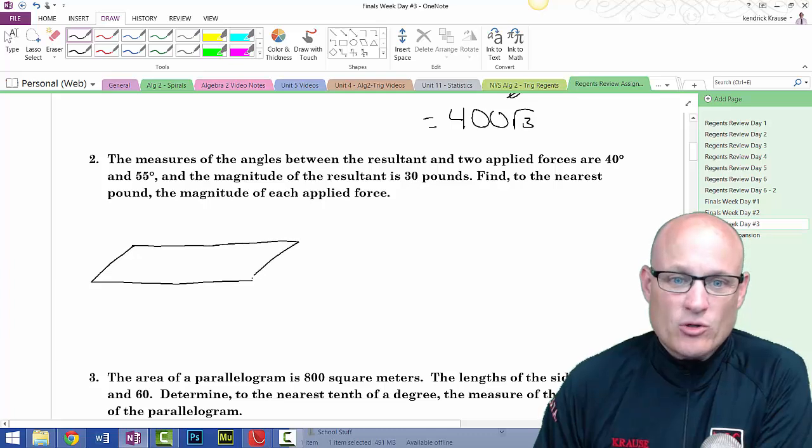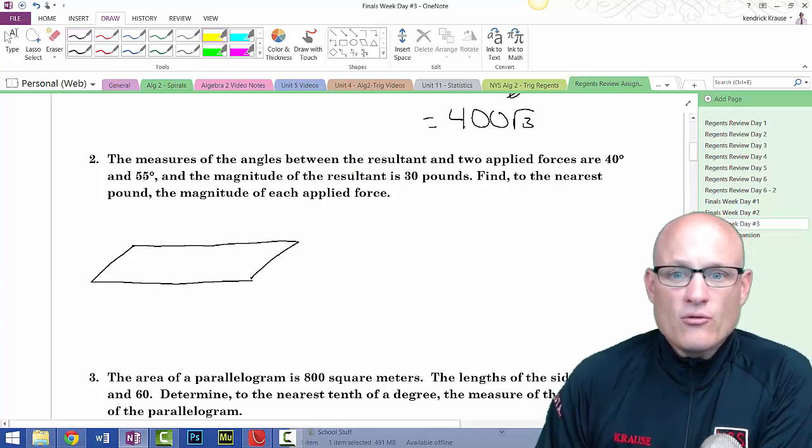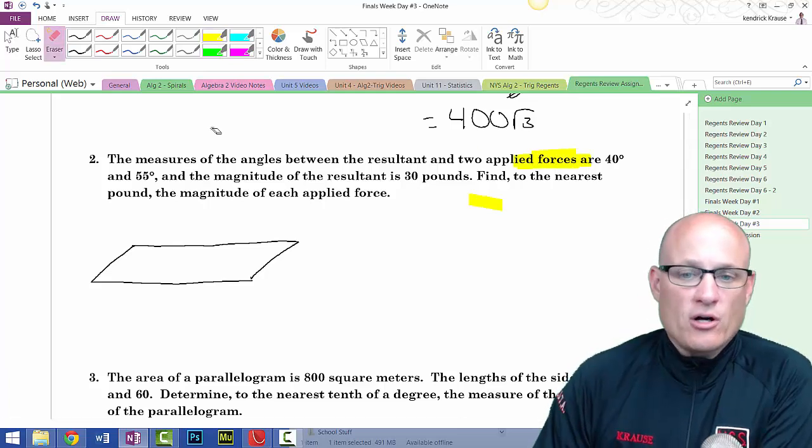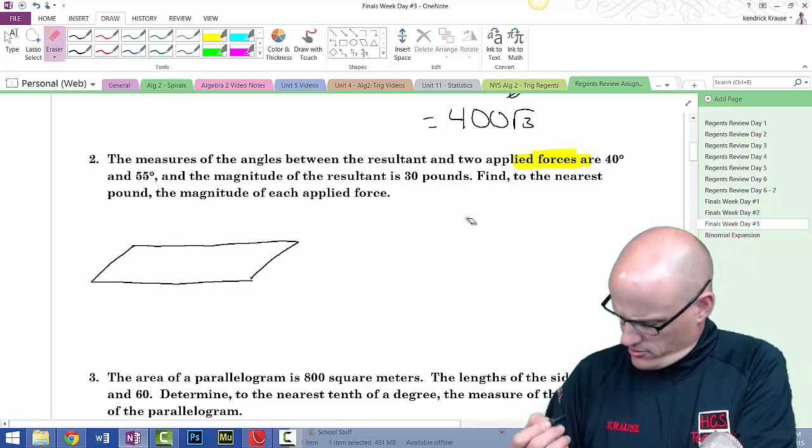Anytime you see the word force, I want you to draw a parallelogram. That's what you're going to draw, is a parallelogram.